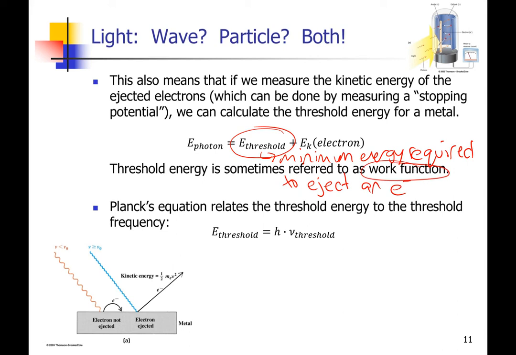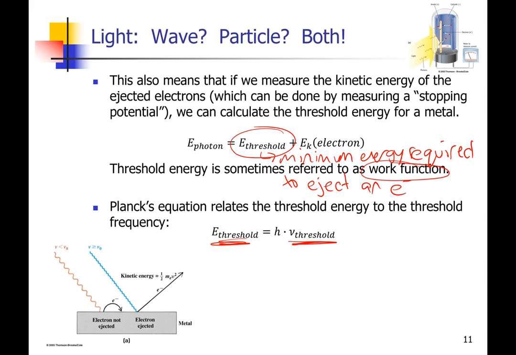Like I said, the reason that I personally prefer the term threshold energy is because then the relationship between the threshold energy and the threshold frequency is much clearer. We can use Planck's equation to relate between the two. The energy required to eject an electron from the metal is equal to Planck's constant times the observed threshold frequency.